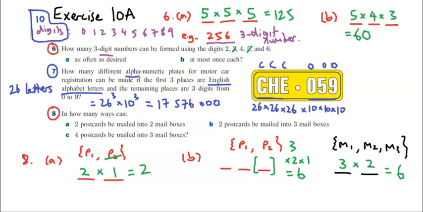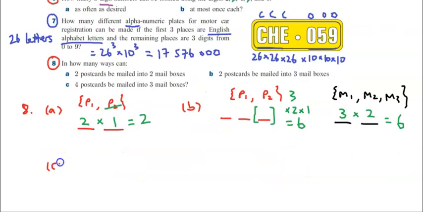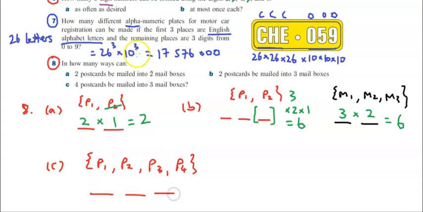So it's 6. Alright, lastly, let's do question 8, part C. It says, how many ways can 4 postcards be mailed into 3 mailboxes? So for this one, let's write our set of postcards: postcard 1, postcard 2, postcard 3, postcard 4. And then we have 3 mailboxes: mailbox 1, mailbox 2, mailbox 3.